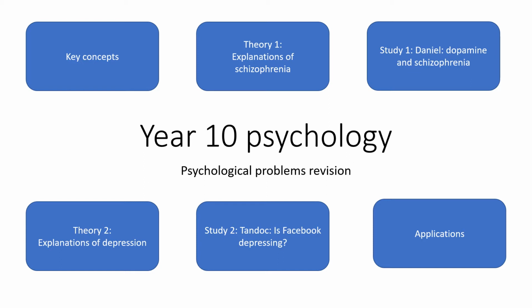The final area we need to look at in all of our topics is the application section. Now this is really important because it gets you to start thinking about how we're going to use the knowledge that we have found. How can we use it to make people's lives better? How can we use it in modern day society? And also to then start thinking about if there's any issues with using that information.